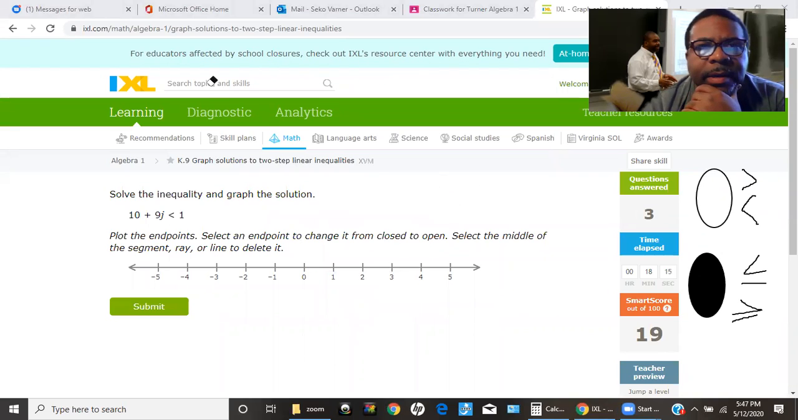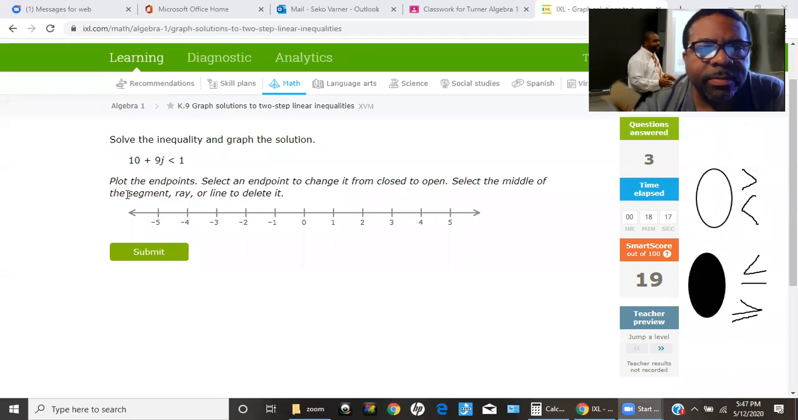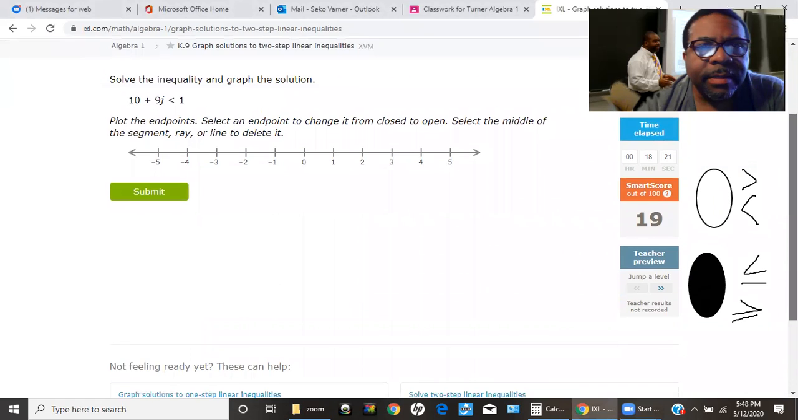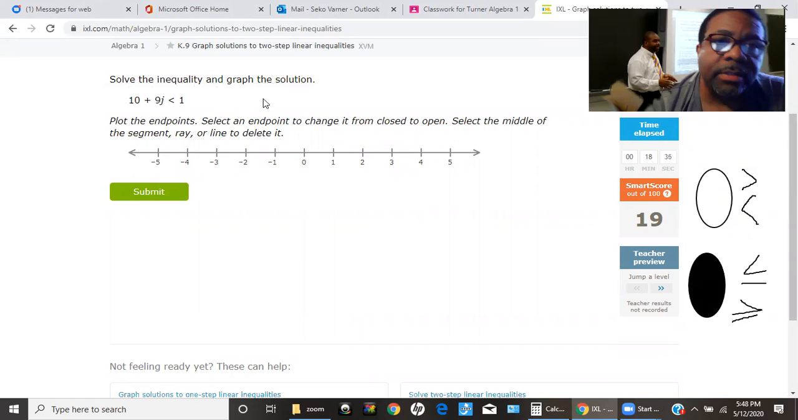Okay. All right. So this one is 10 plus 9j is less than 1. Solve the inequality and graph the solution. Those are the directions. We're going to solve for j.